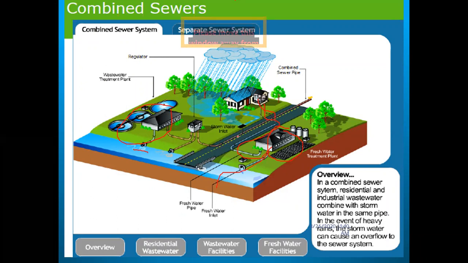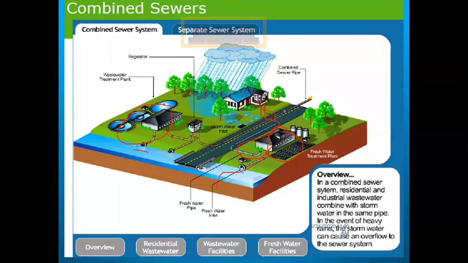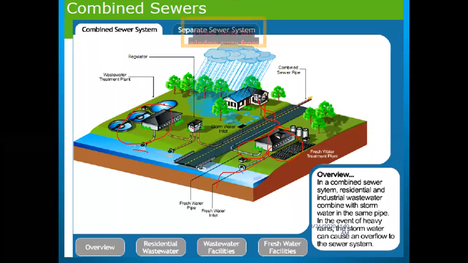It is taking all types of sewage water, and finally it is passing into the regulator. There it is regulated and passing into the river bed. So that is the concept of the combined sewer system.